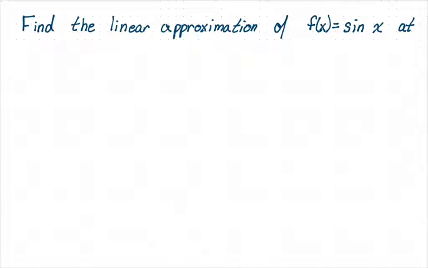So I know that you can take the derivative of sine x, but then one of the next problems we're going to do is going to be taking a bunch of derivatives. Find the linear approximation of sine x at x equals pi over 4.